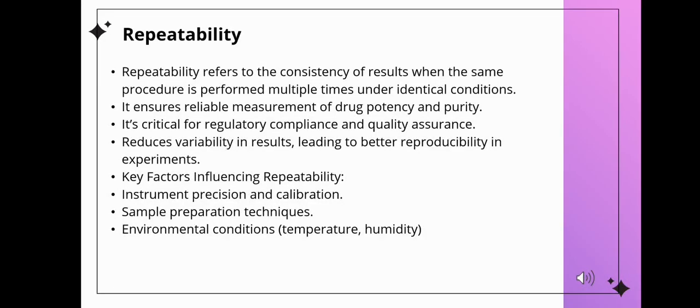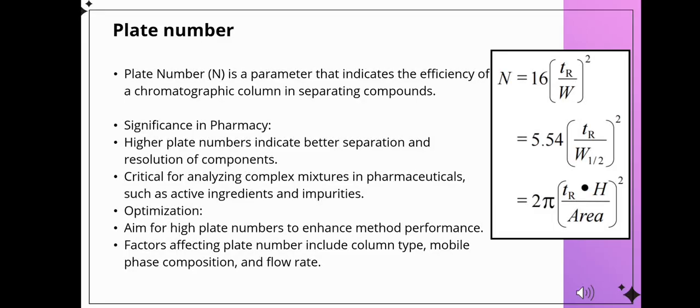Repeatability refers to the consistency of the results when the same procedure is performed multiple times under identical conditions. It ensures the reliable measurement of the drug potency and purity. It reduces variability in the results, which leads to better reproducibility in the experiments. The key factors which influence the repeatability are instrument precision and calibration, sample preparation techniques, environmental conditions like temperature and humidity. Plate number, which is also referred to as number of the theoretical plates, denoted by capital N.